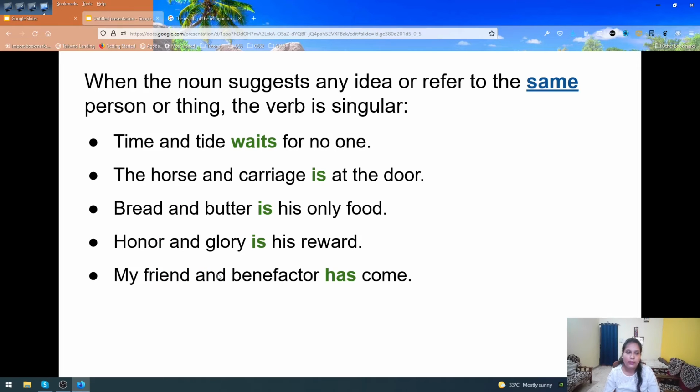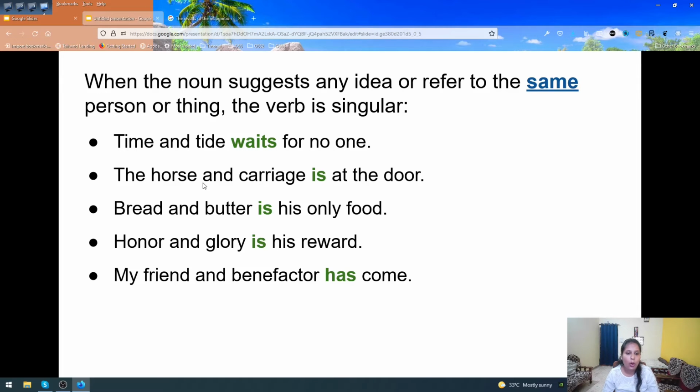So in the same way, when the noun suggests any idea or refers to the same person or thing, the verb is singular. So when we are talking about some idea or we are talking about the same person or thing, at that point of time our verb should always be singular. For example, time and tide waits for no one. So can you see here time and tide, these are nouns. And this is waits, this is the verb, and this is singular in form.